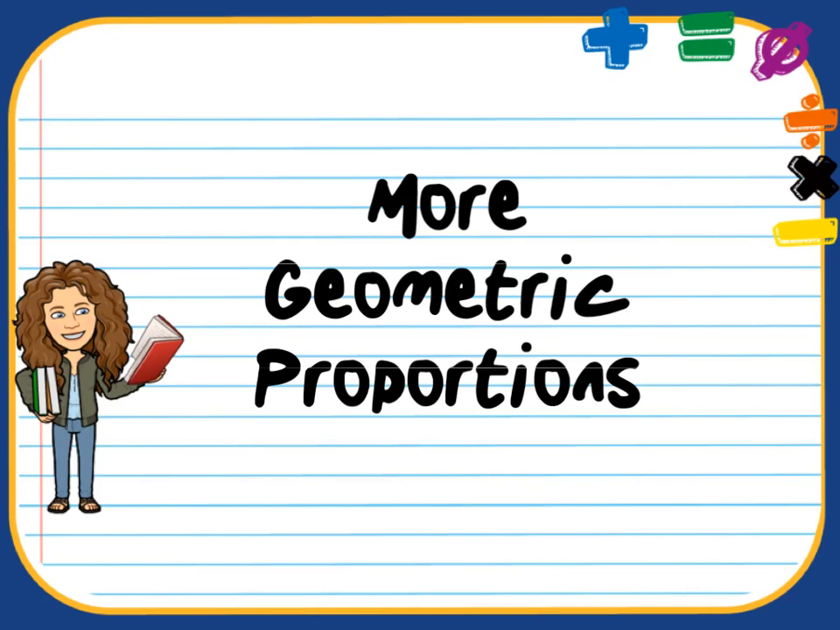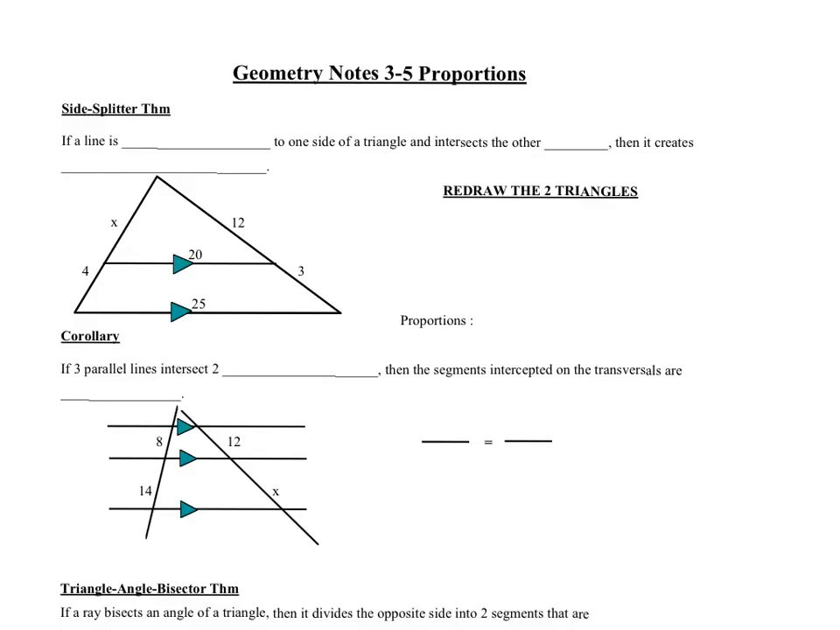Today we're going to look at a few more geometric proportions. So the first theorem that we're going to discuss is the side splitter theorem that says that if a line is parallel to one side of a triangle and intersects the other two sides, then it creates similar triangles.